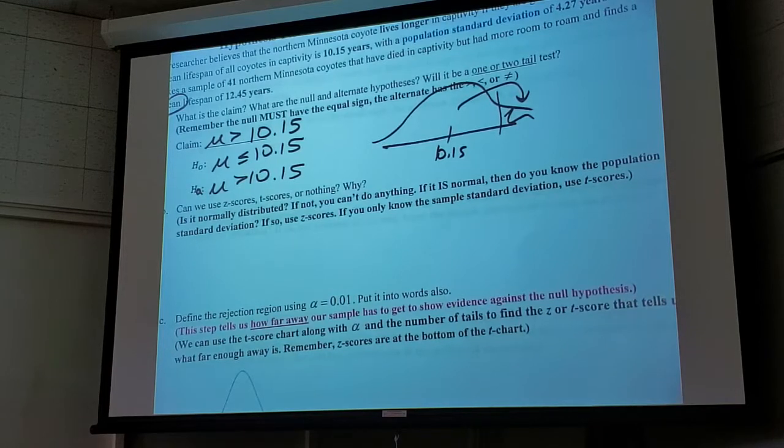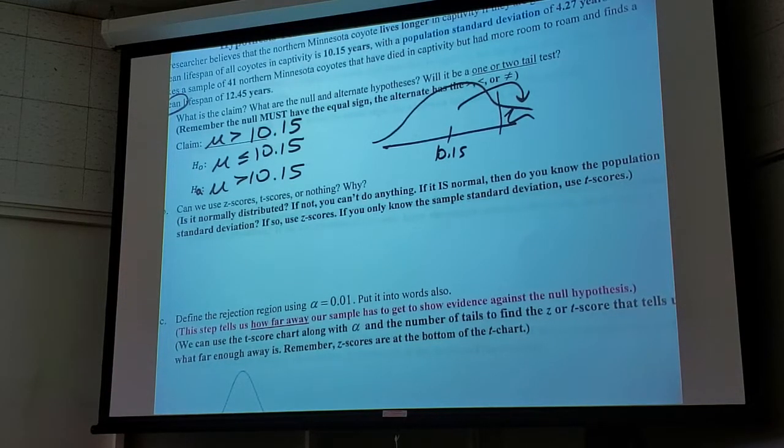So, again, the whole idea is if I take a sample and I get 12.45, why can't I just stop there? Isn't that bigger than 10.15? Why can't I just stop? Aren't we done? Didn't we find bigger than 10.15? What's wrong with you stats people? Why? Because where did we get 12.45? From a sample.